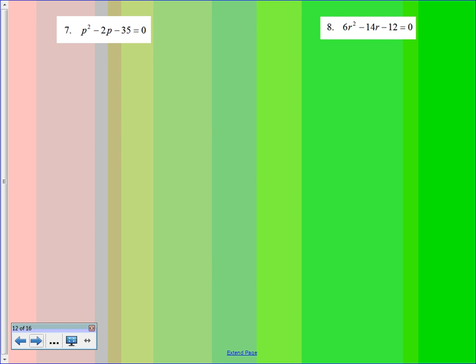So I want you to go ahead and try 7 or 8 on your own. Remember, think about which method you need for factoring, and then go ahead and factor it. And then I want you to solve your factors using the zero product property right after that.